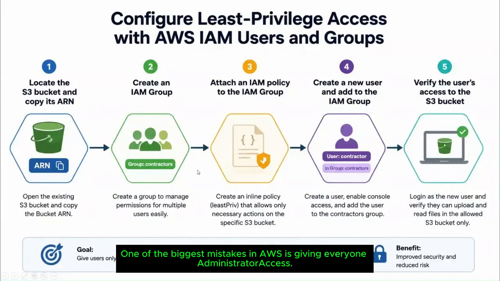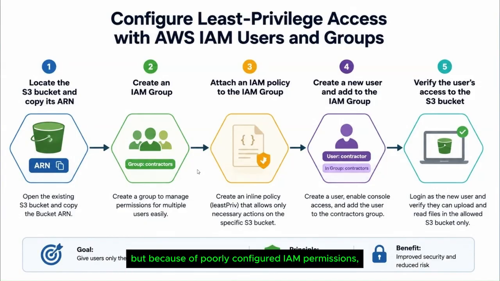One of the biggest mistakes in AWS is giving everyone administrator access. Imagine hiring a contractor who only needs to upload files to S3, but because of poorly configured IAM permissions, that account can suddenly access other resources, view infrastructure, or even delete critical data.